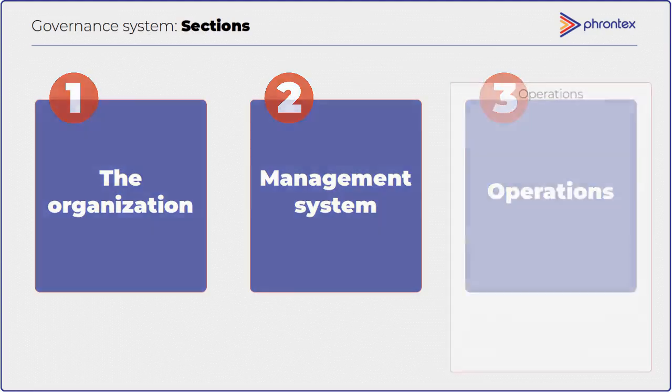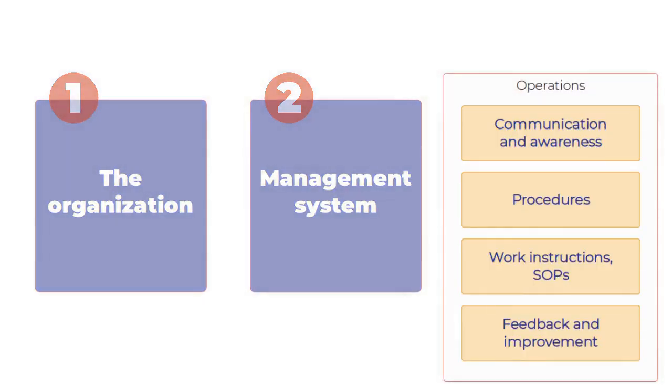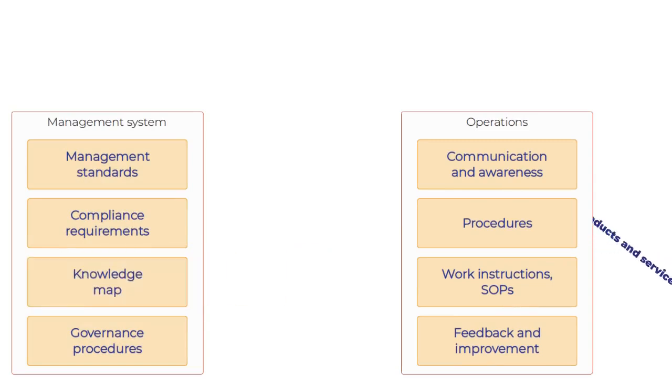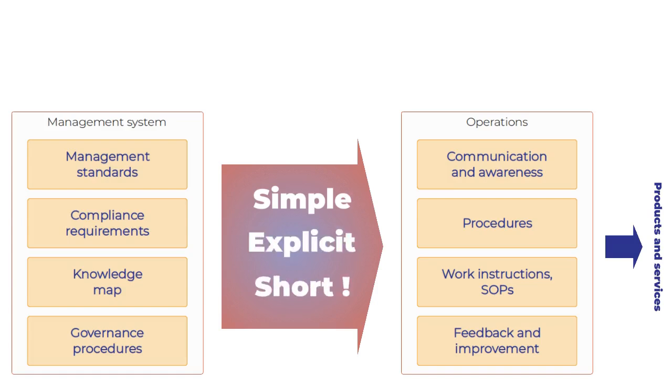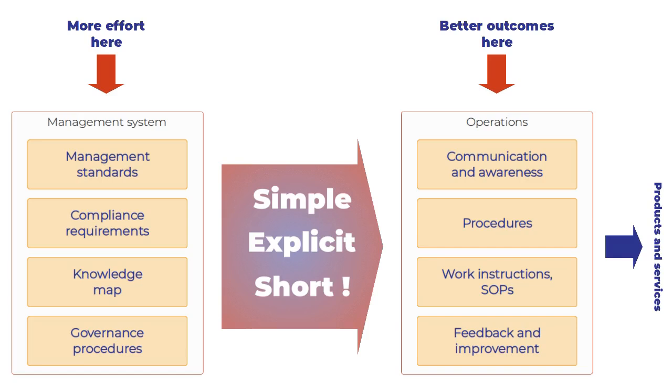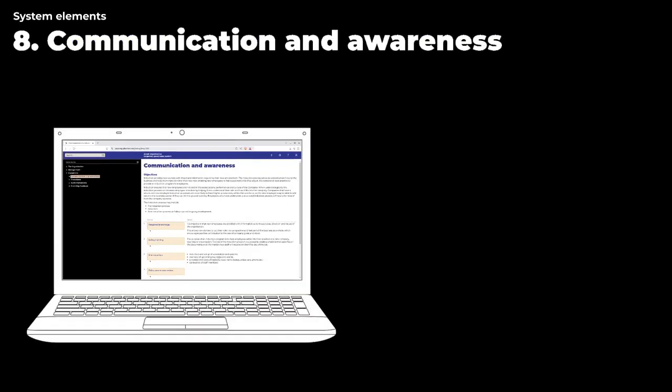The third section of your governance system contains the information that specifies how your organization's productive activities are carried out. This content must be designed to ensure compliance with your policies, management standards, and legal requirements, and it must be delivered as briefly, simply, and clearly as possible. Induction, training, and employee communication are expensive and error-prone, often complicated by language and literacy issues. The effectiveness of your governance system relies on the effectiveness of your communications.